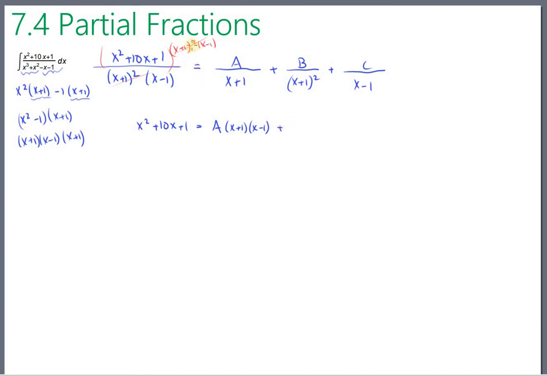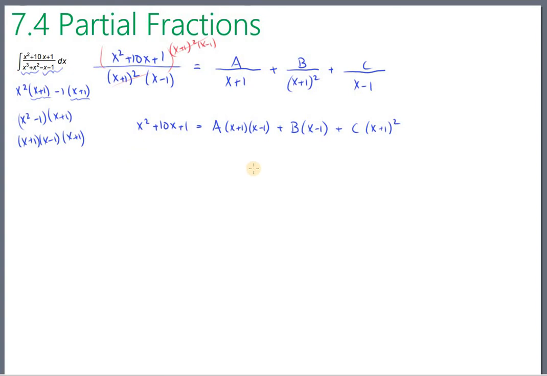On the b term, both of the x plus 1's cancel because there's 2 in the denominator, so I'm just left with b times x minus 1. And on the c term, the x minus 1 cancels, so I'm left with c x plus 1 quantity squared. Okay, so far so good.